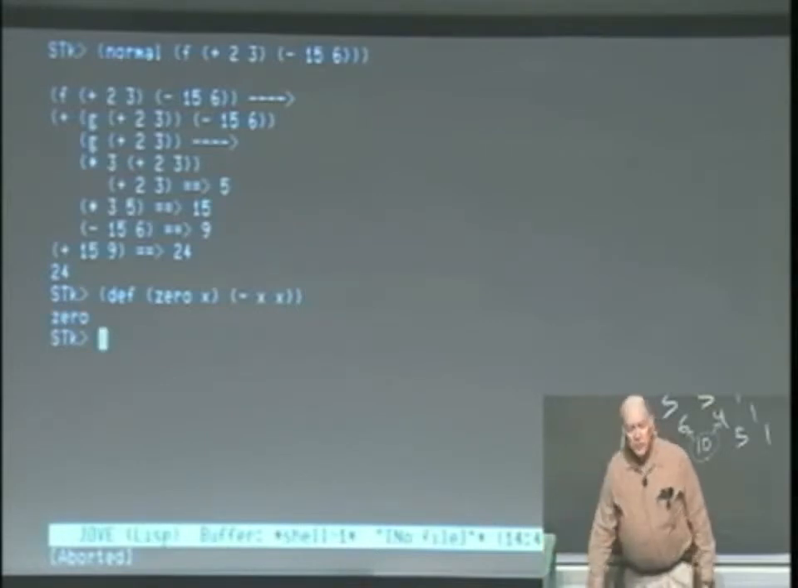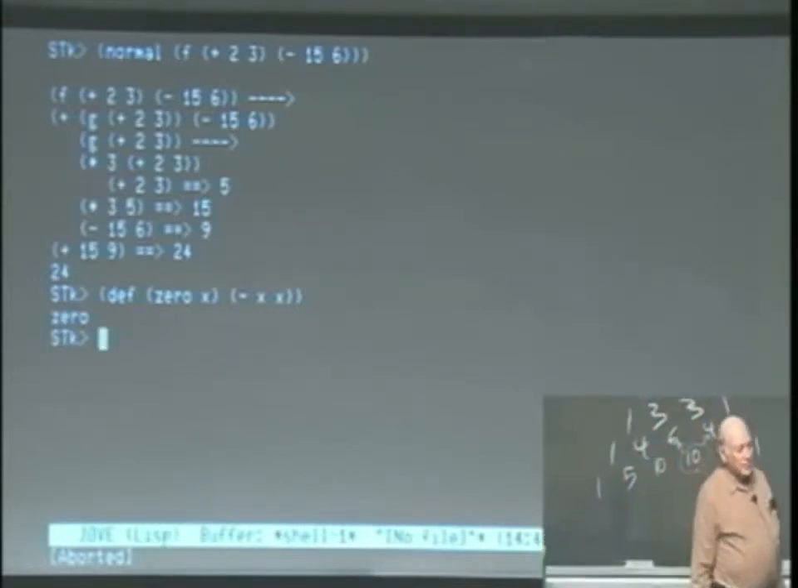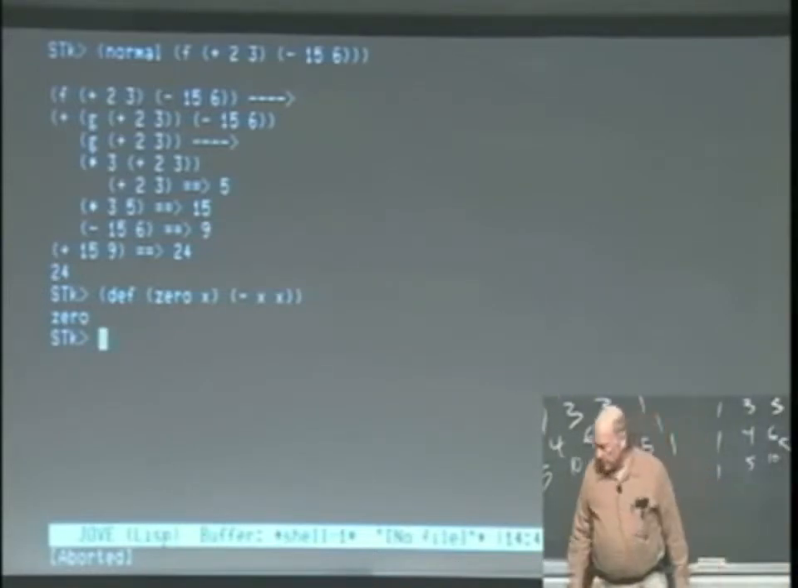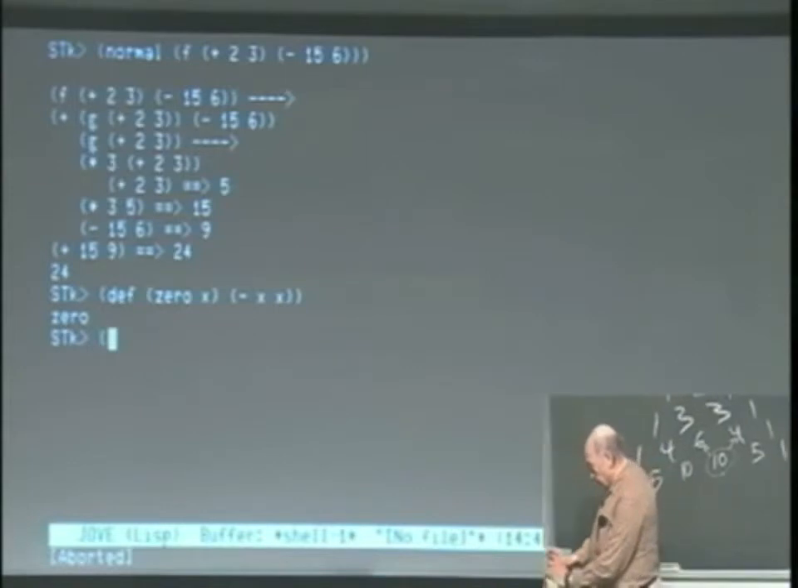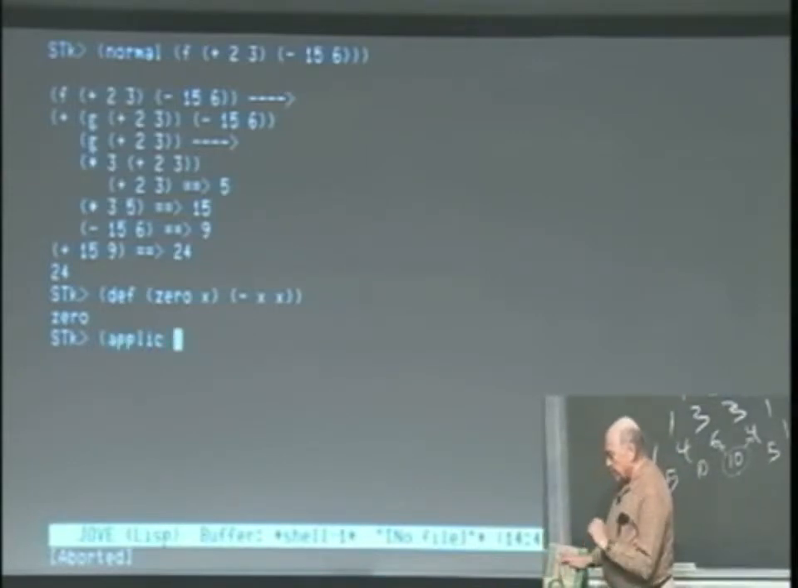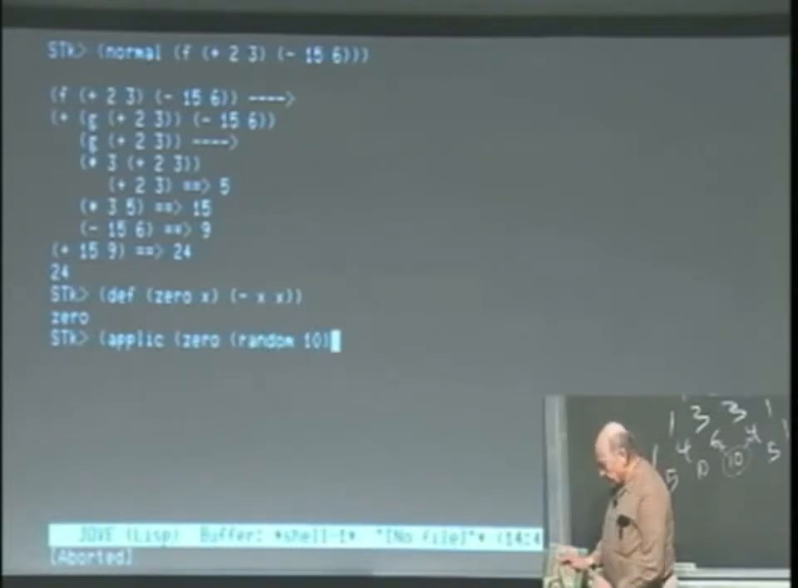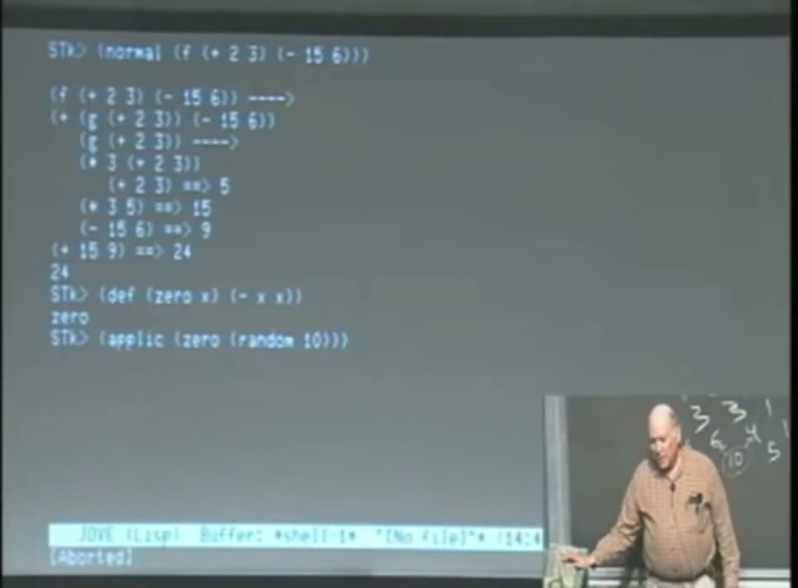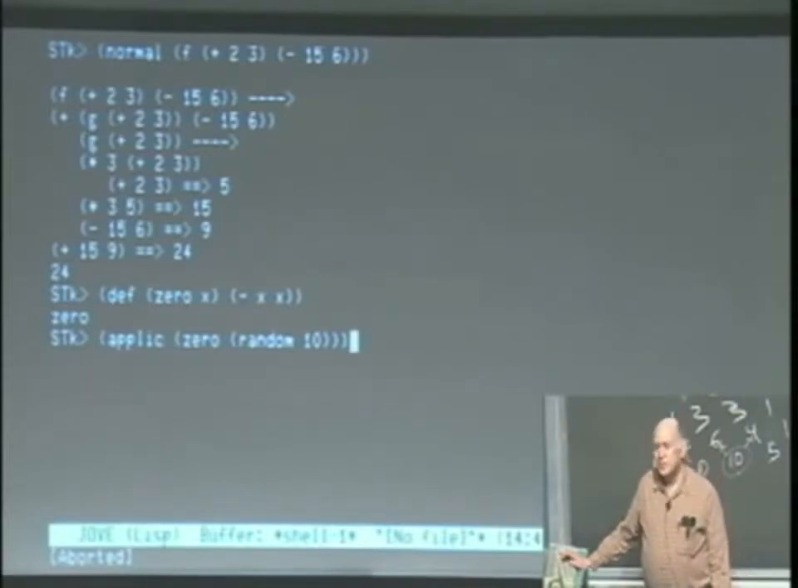So to make this point, I'm going to define 0 of x to be minus x x. So this is a function that should always return 0 no matter what argument you give it, right? Minus x x, no matter what x is, the answer is 0. And now, in applicative order, I'm going to ask for 0 of random 10. Random is a procedure that takes a positive integer argument and it returns a non-negative integer less than the argument. So it's going to return some number between 0 and 9.